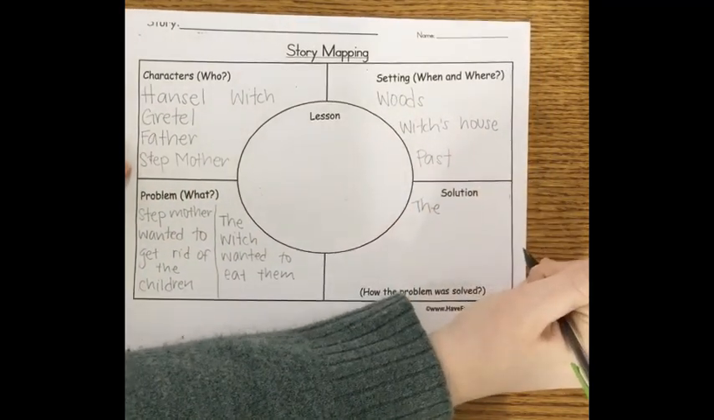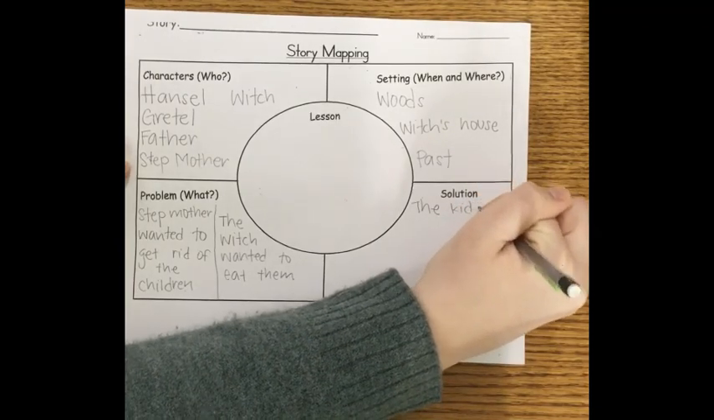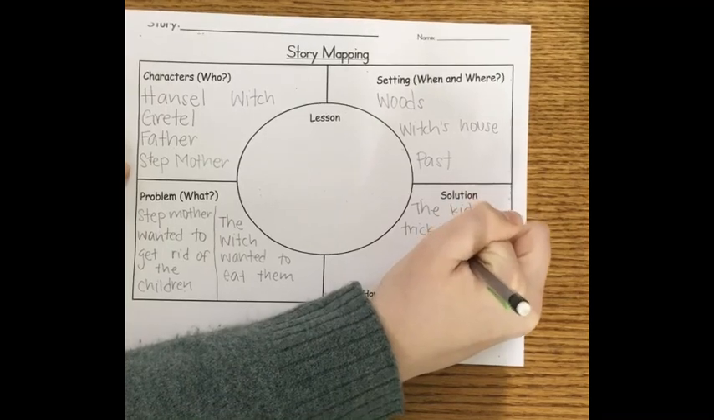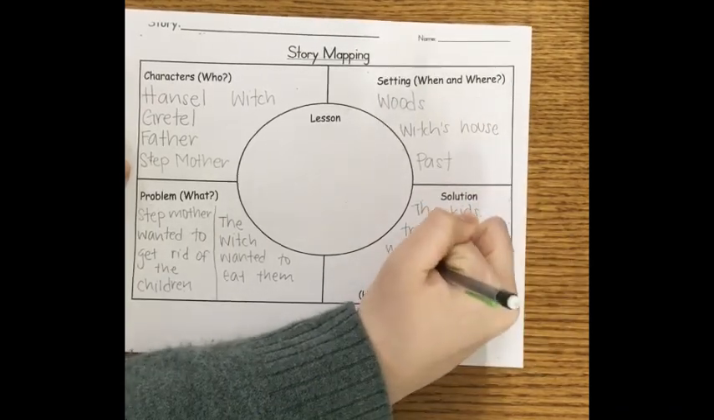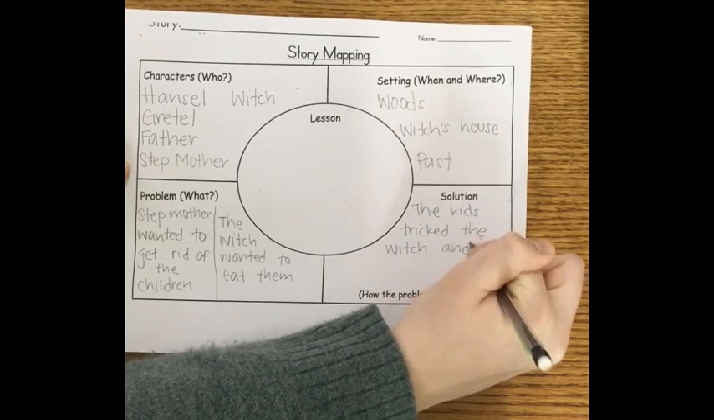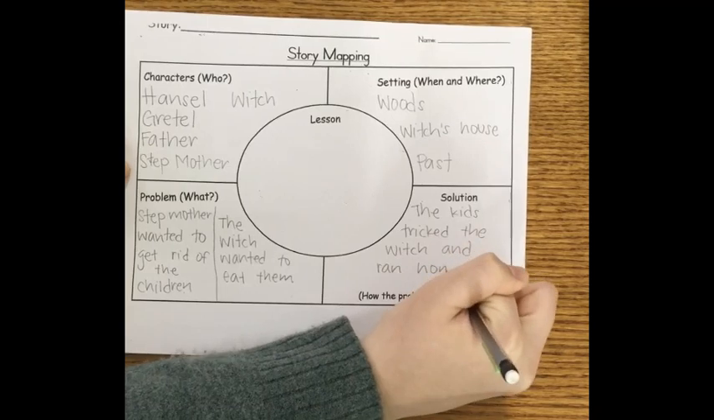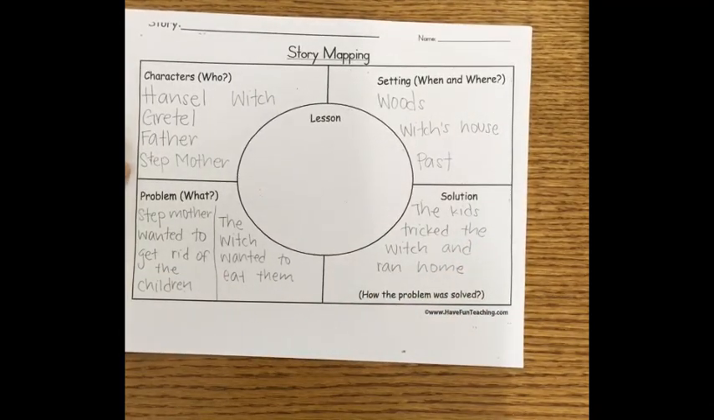The kids did not let themselves be eaten. Instead, they tricked the witch and ran home. They made it home. And we know that when they got there, they found out the stepmother was gone. It didn't tell us what happened to the stepmother. That means we need to think and infer, what do you think happened? I think that probably the father was not very happy with the stepmother's plan, and he missed his children. I bet he told her to leave.